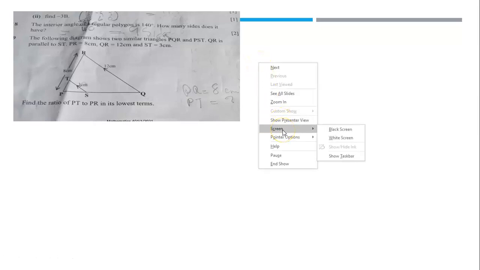In these two similar triangles, we have R, then P, Q, R. That's one triangle, and inside there's a triangle PST. So these are similar.